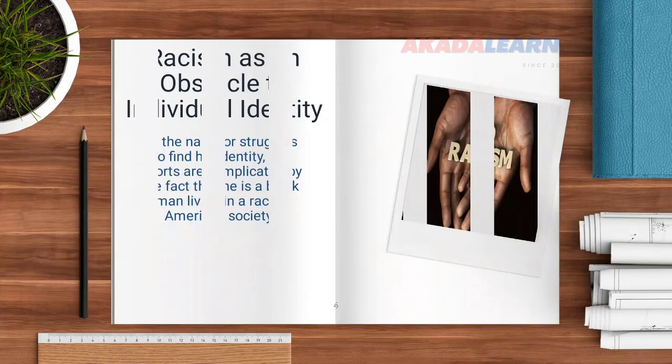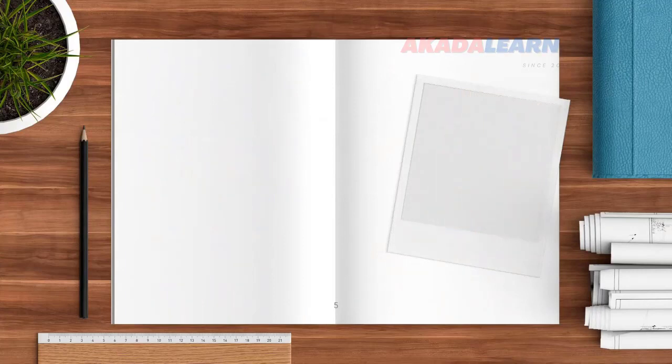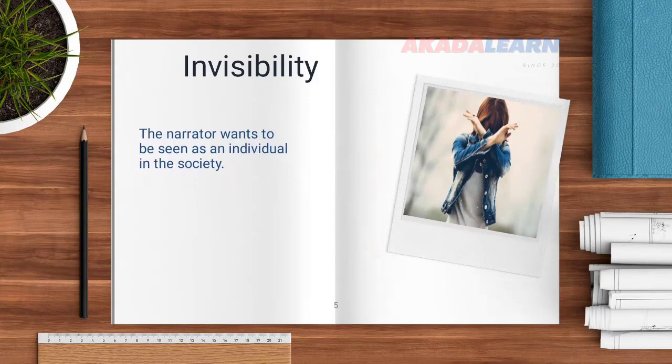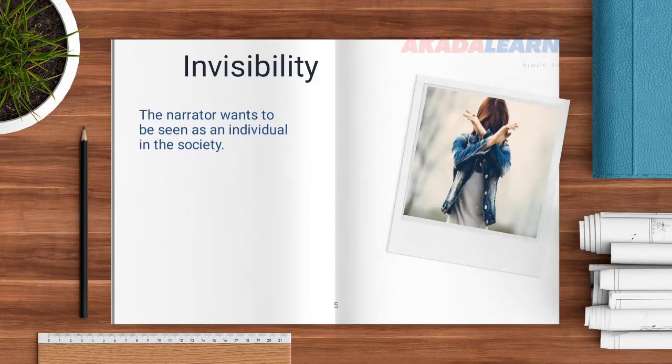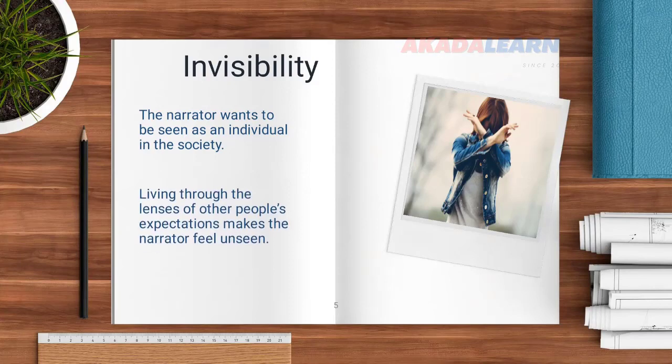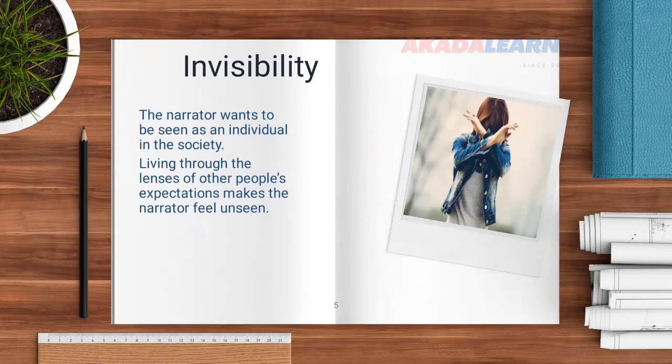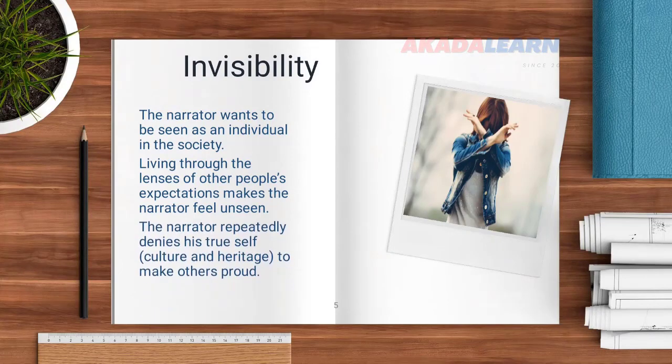Another theme we're going to be seeing in this lovely book is the theme of invisibility. The narrator wants to be seen as an individual in the society. He doesn't want to be seen as invisible. He doesn't want to be seen through the eyes of other people, living through the lenses of other people's expectations. He feels unseen. He is not fully recognized. The narrator repeatedly denies his true self just so he can make other people proud, and then they will notice him for who he is.